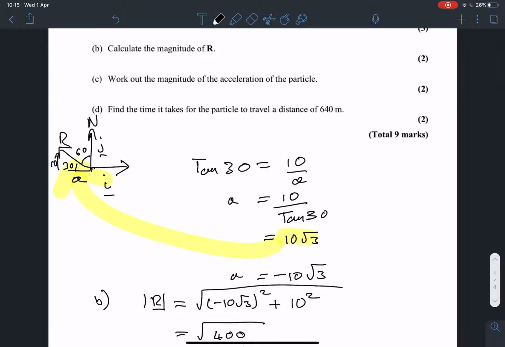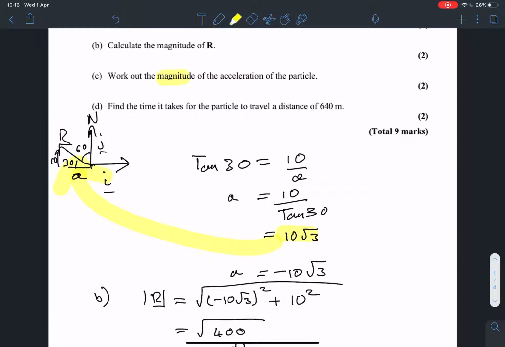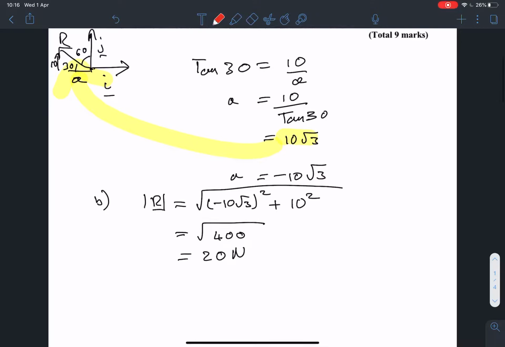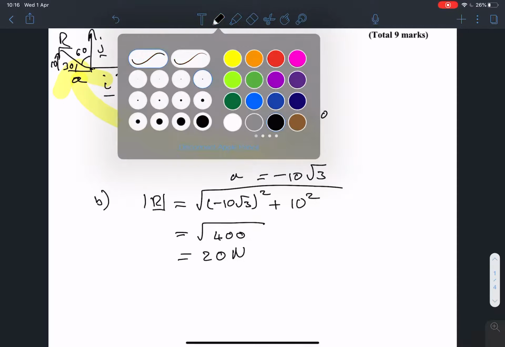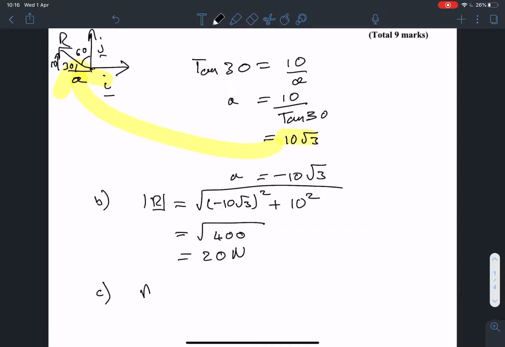Part C, work out the magnitude of the acceleration. And again, the key word is the magnitude of the acceleration. Because we want the magnitude of the acceleration, we can use the magnitude of R as the force. So we're going to apply N2, and we get F equals MA.